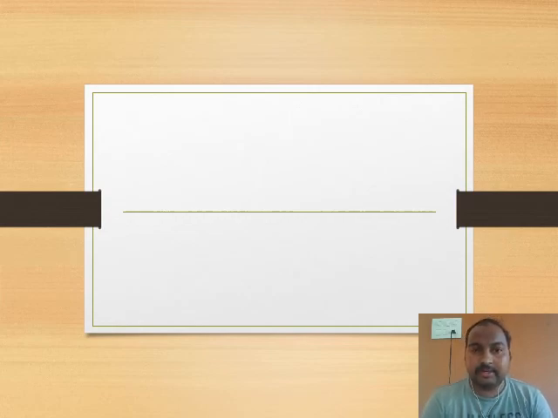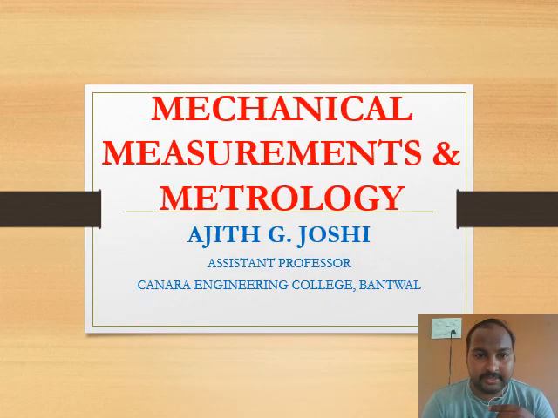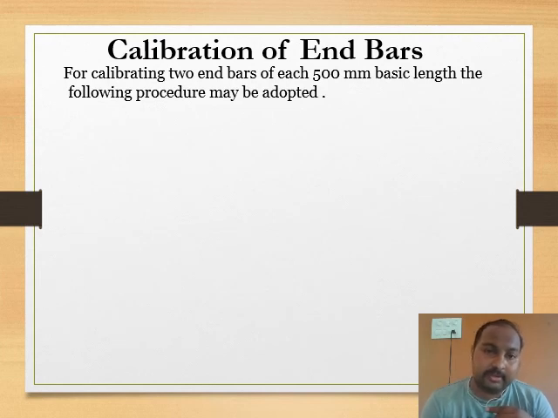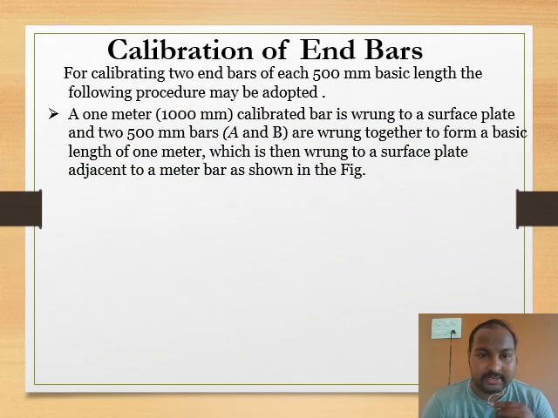In the last video, we had discussed the linear measurements, where mechanical calibration of end bars. We discussed how to transfer the line standard into the end standard. Based on that, we will see some numericals in this video. For calibrating two end bars of each 500 mm basic length, the following procedure may be followed, which we will discuss here.